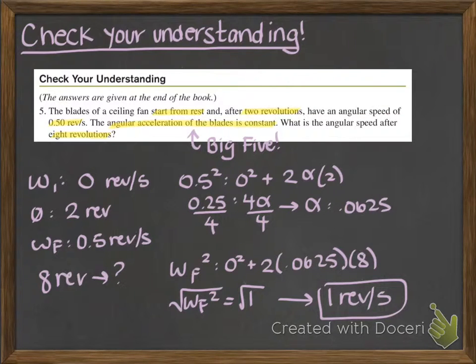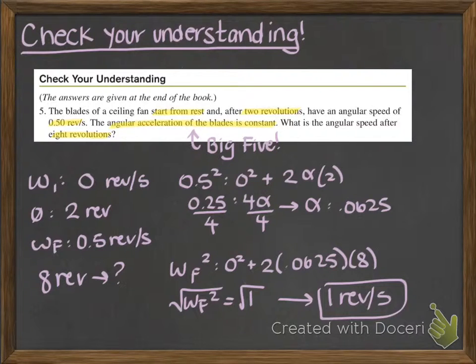Okay, so let's check our understanding. Since you guys pretty much already know what linear kinematics is, we're just going to be applying it with rotational kinematics. So if the blades of a ceiling fan start from rest, there's our initial, and after 2 revolutions, which is our displacement, has an angular speed of 0.50 revolutions per second, that's our final velocity, then the angular acceleration of the blade is constant. So you already know from there it's constant. You can pull out the big 5 and you can use that. What is the angular speed after 8 revolutions?